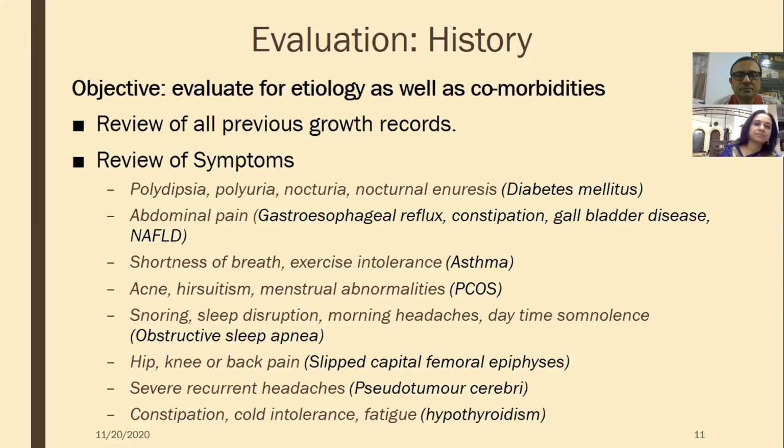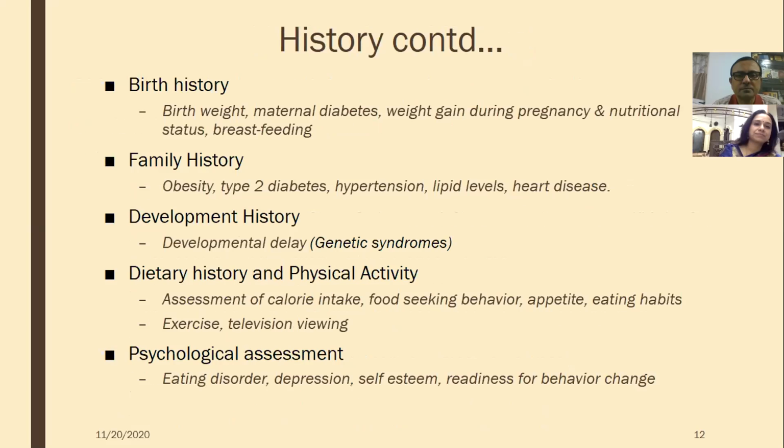Presence of polydipsia, polyuria, nocturia, nocturnal enuresis, presence of abdominal pain, presence of shortness of breath and exercise intolerance, acne, hirsutism, menstrual abnormalities, snoring, sleep disruption, daytime somnolence, hip, knee, and back pain. I've written the causes, the implied etiology, in the brackets here: recurrent severe headache, and constipation, cold intolerance, fatigue. You would realize these slides are all encompassing, they're covering the etiology as well as the effects of obesity.